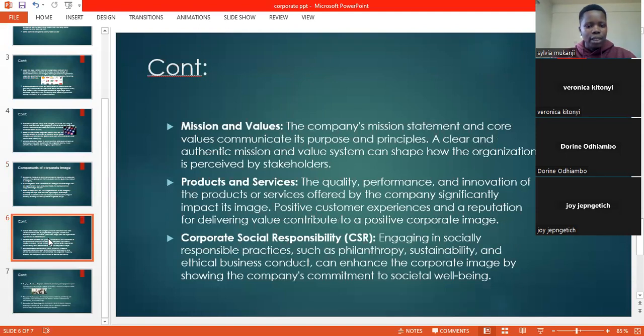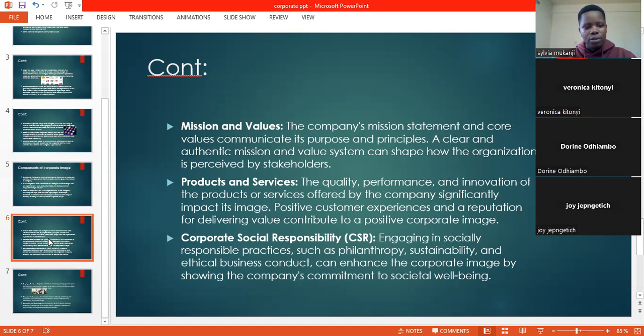Number 2 is mission and values. Every company has their mission statement and vision and their values. The company's mission statement and core values communicate its purpose and principles. Then products and services. The quality, performance, and innovation of the products or services offered by the company significantly impact its image. Positive customer experiences and a reputation for delivering value contribute to a positive corporate image.